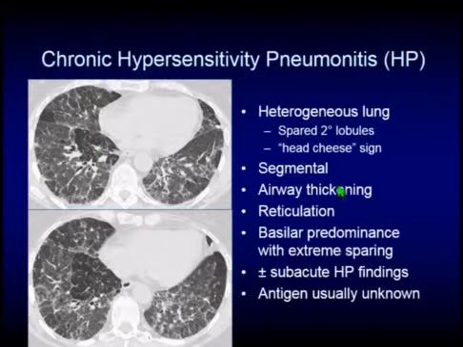This can be segmental, the pattern can be segmental, there may be airway thickening because it is an airway process. You certainly will see reticulation. There may be a basilar predominance in about a third of cases. But the extreme lung bases may still be spared. And as you know, there may be some subacute findings depending on the chronic antigen exposure, and most of the time we don't know what antigen has caused this process.